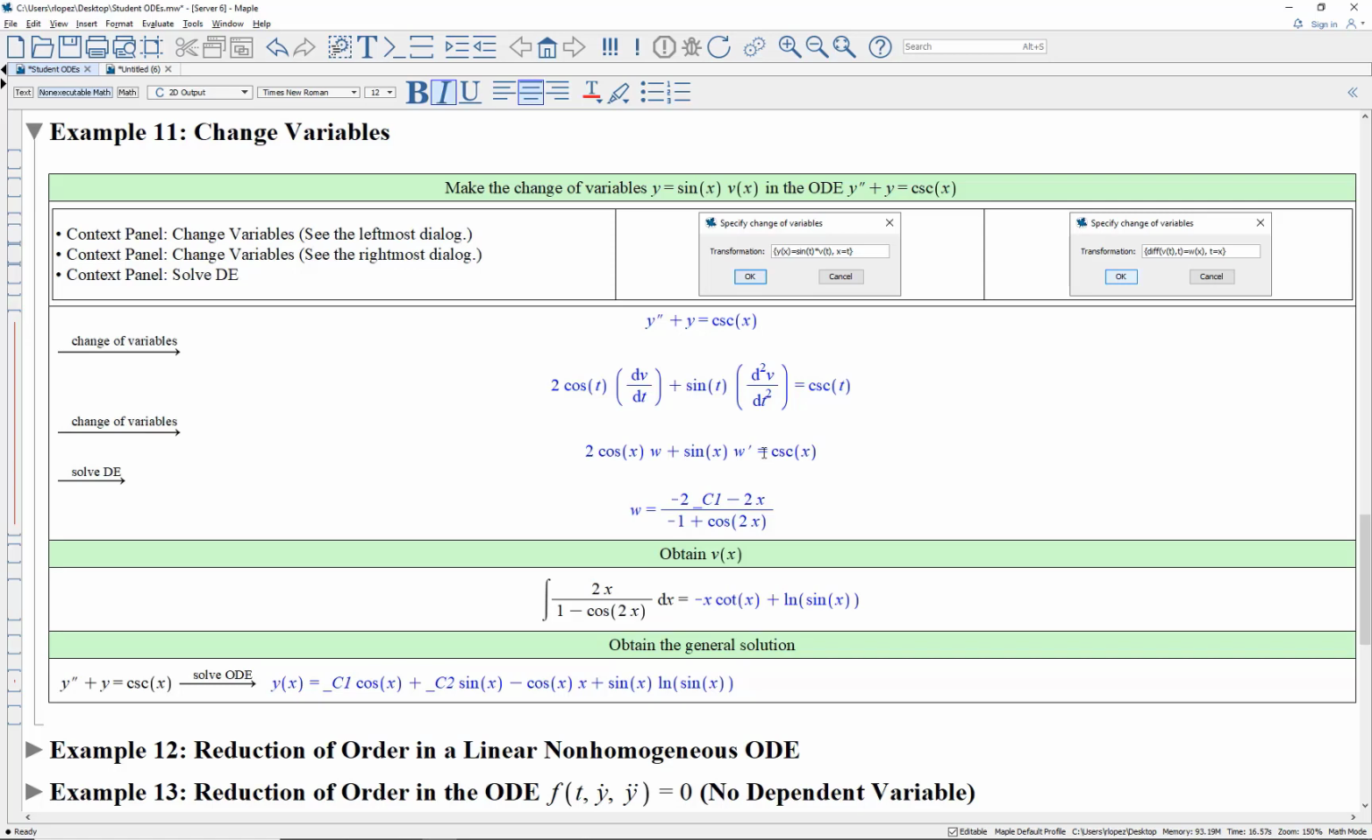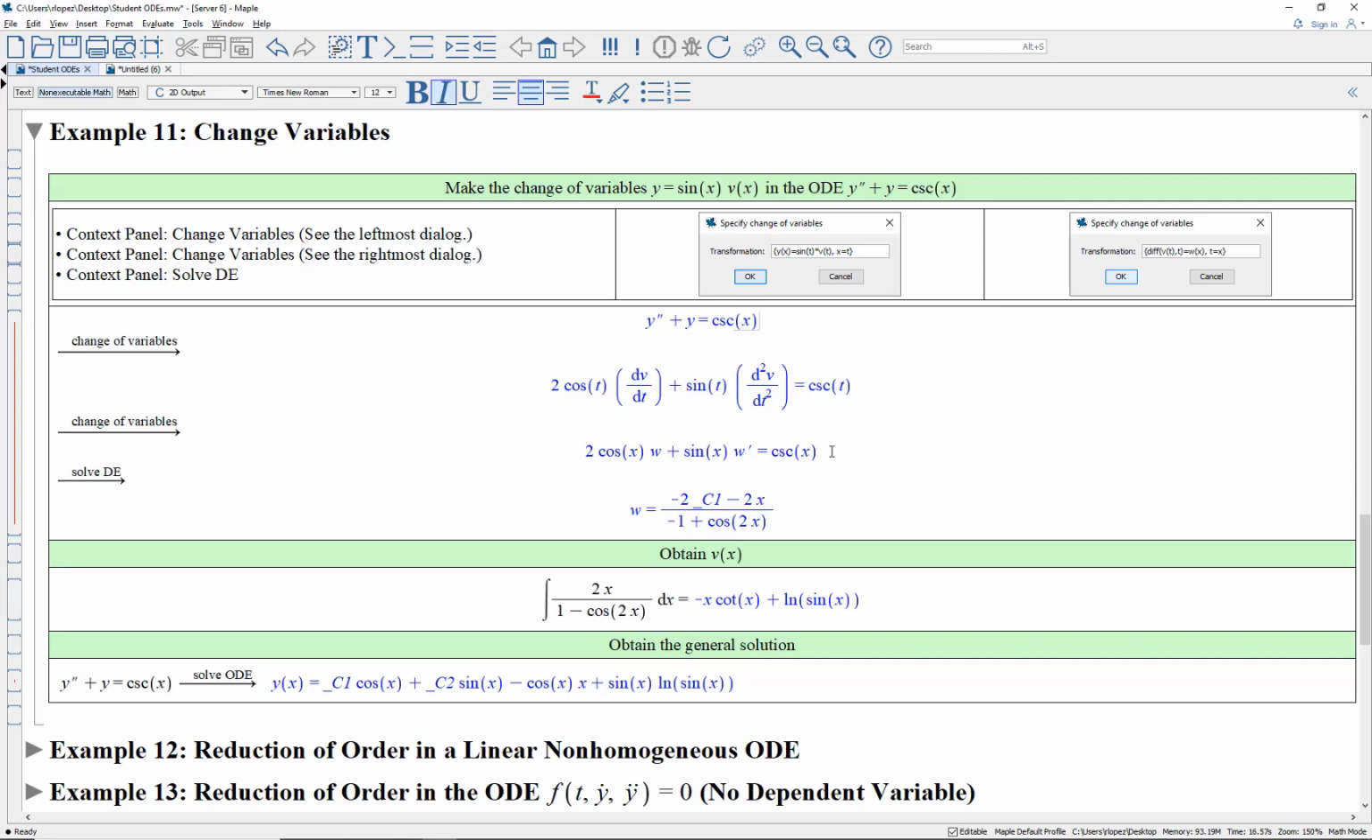This differential equation has been reduced in order. And if you look down here, the next thing we're going to look at is reduction of order. So these changes of variables are linked to the idea of reduction of order, but it illustrates how you use the change of variables command. So here's w. We've solved the dE.